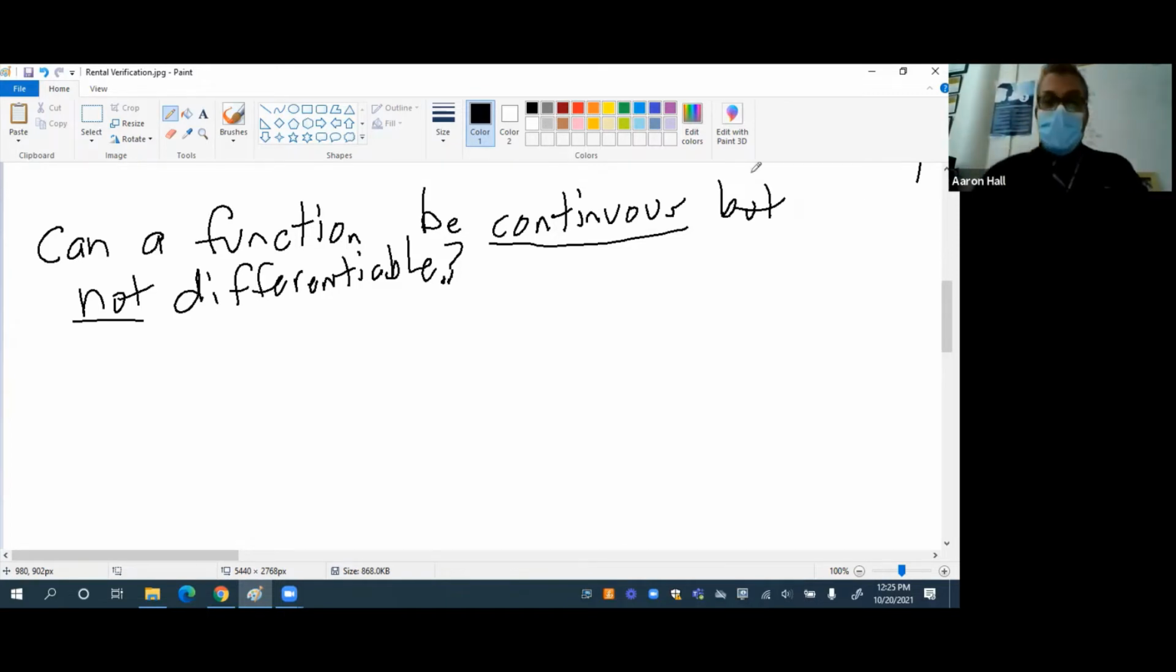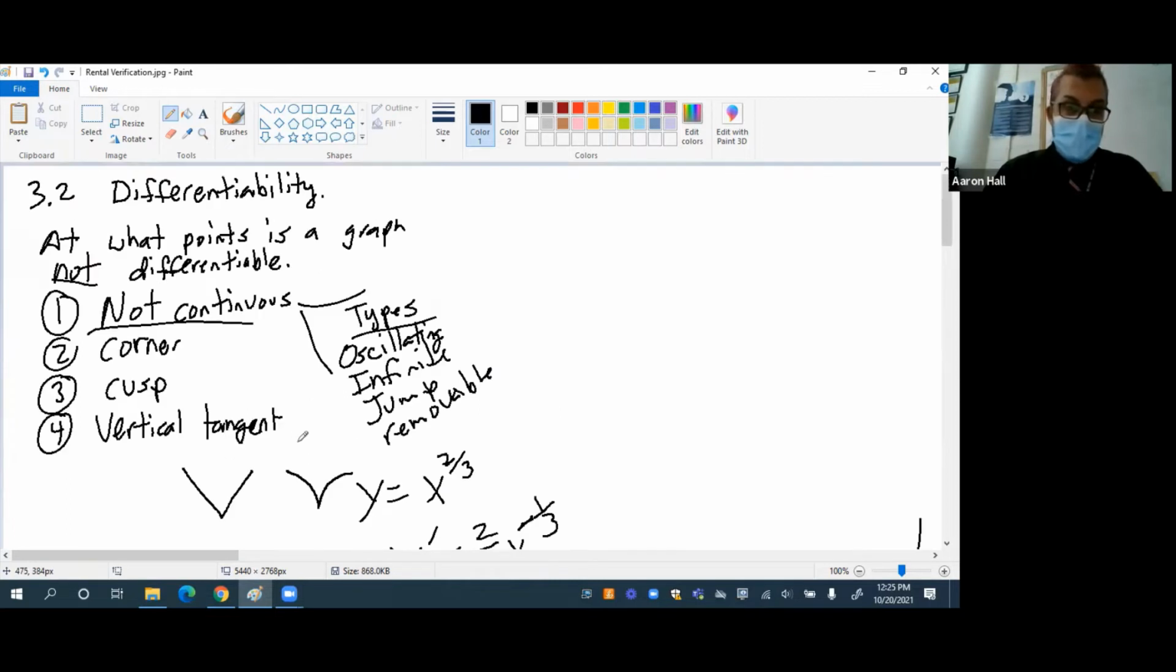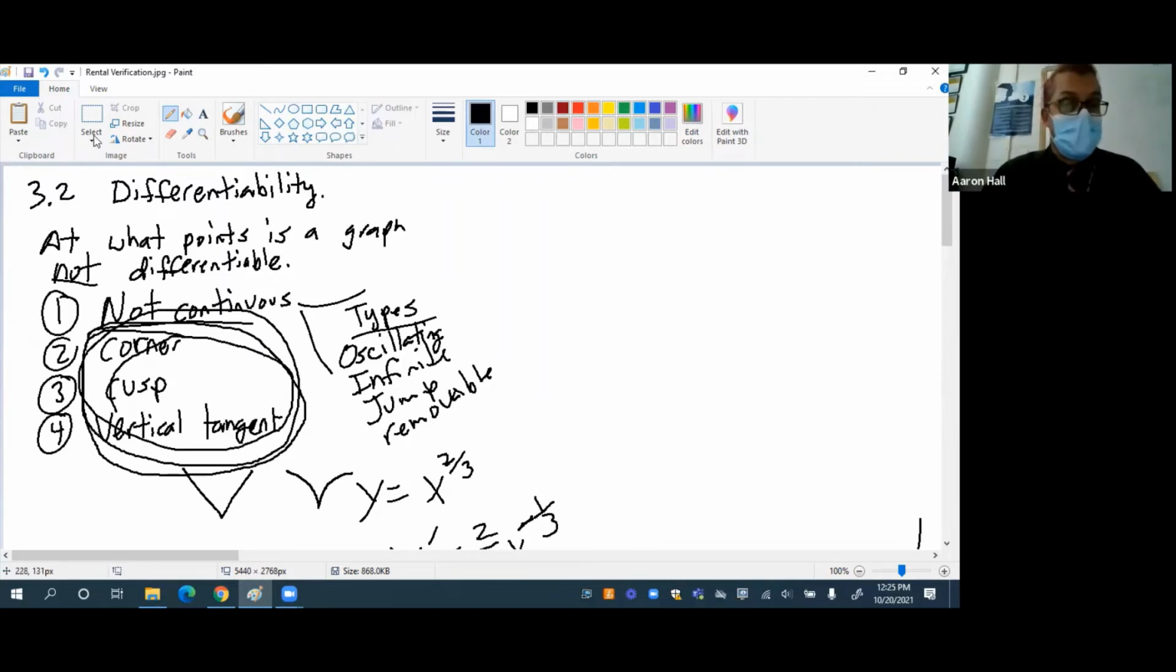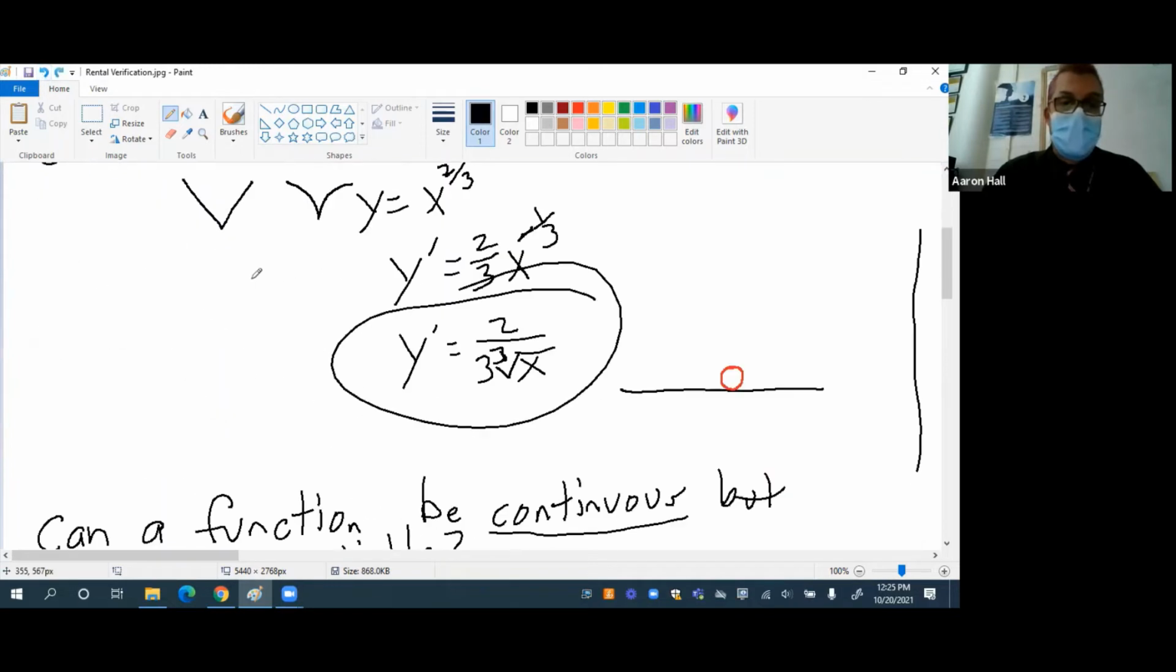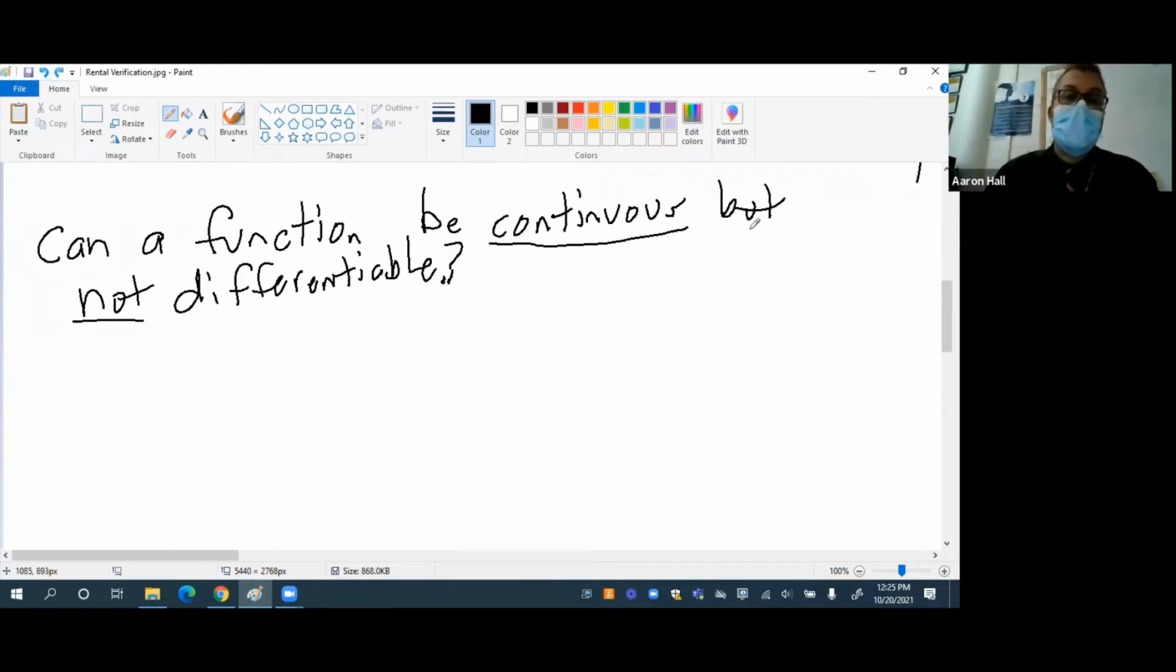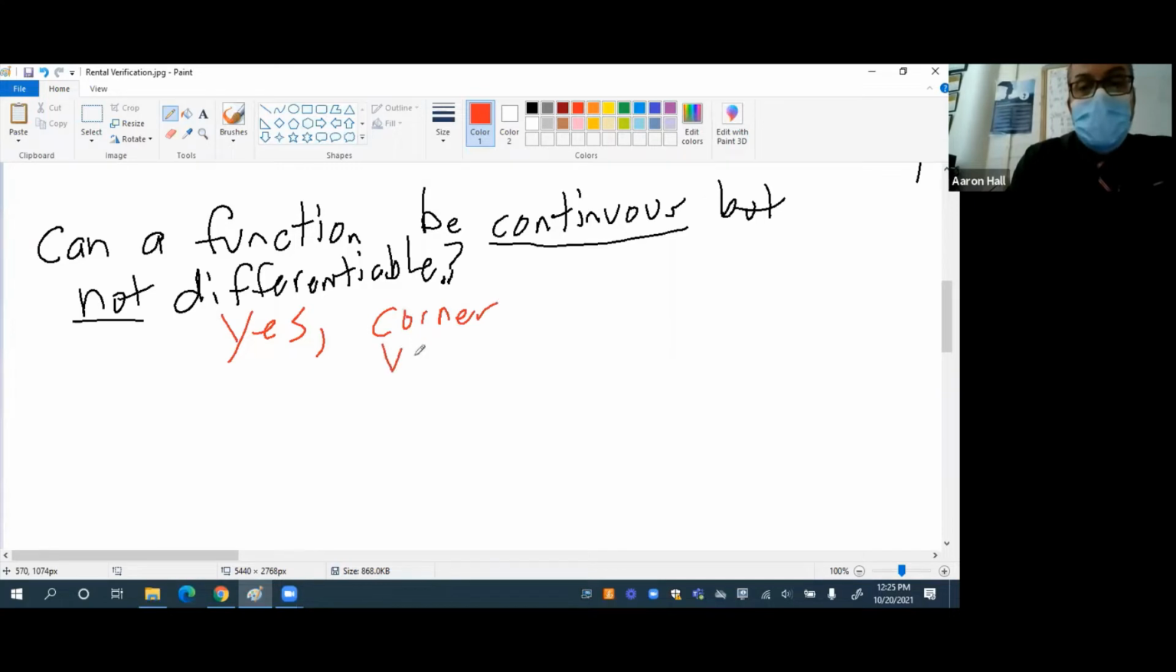Nice. We talked about those. We have corners. A corner, a cusp, or a vertical tangent. All of those are continuous, right? And they're not differentiable. So the answer is yes. Can a function be continuous but not differentiable? Yes. What are my examples? Corner, vertical tangent, and cusp.